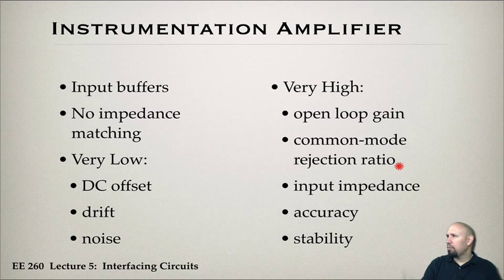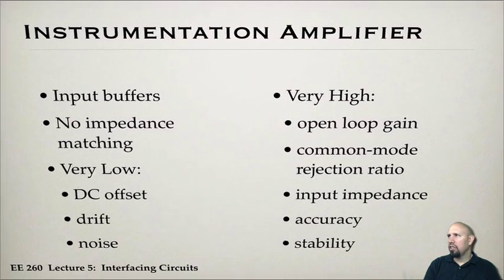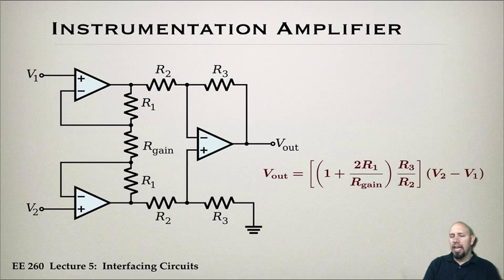Also, it has these nice properties. It has very high open loop gain, which is what we would like. Very high common mode rejection ratio. Very high input impedance, very high accuracy, very high stability. So again, all good things. So what is an instrumentation amplifier? Here's an example of an instrumentation amplifier. Notice it requires the use of 3 op-amps to do this.